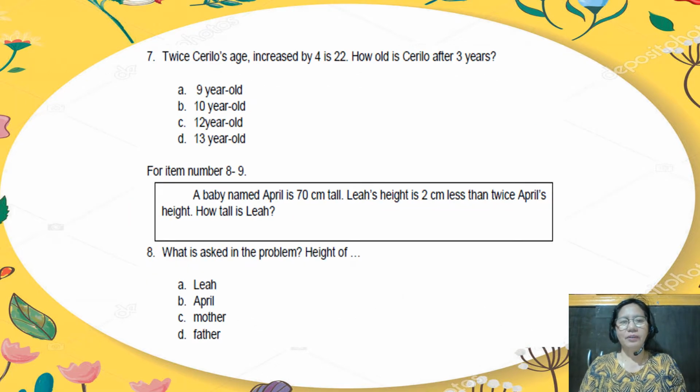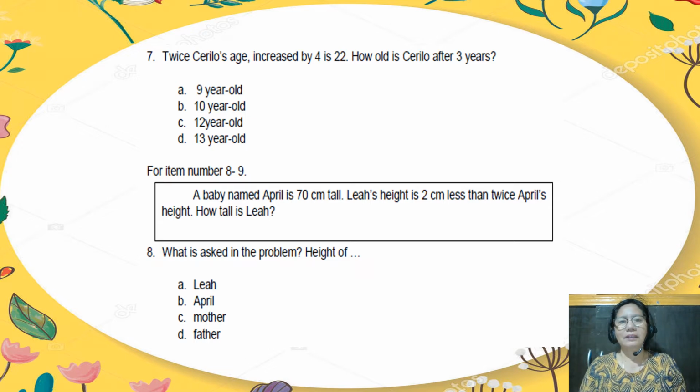Number 7, twice Cirillo's age increased by 4 is 22. How old is Cirillo after 3 years? Since it is increased by 4, if we are going to work backward, 22 minus 4, that is 18. Since it is twice, work backward, so divide by 2, that is 9. Check: 9 times 2, twice, that is 18. Increased by 4, that is 22. So therefore, that is 9.